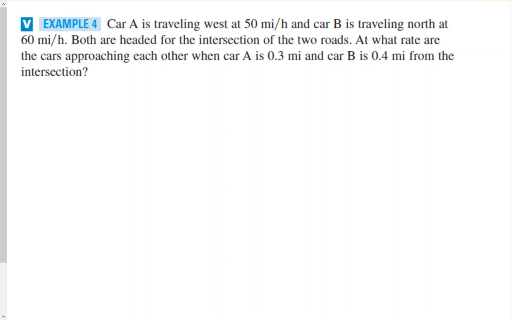Okay, let's take a look at example 4. Car A is traveling west at 50 miles per hour, and car B is traveling north at 60 miles per hour. Both are headed for the intersection of the two roads. At what rate are the cars approaching each other when car A is 0.3 miles and car B is 0.4 miles from the intersection?